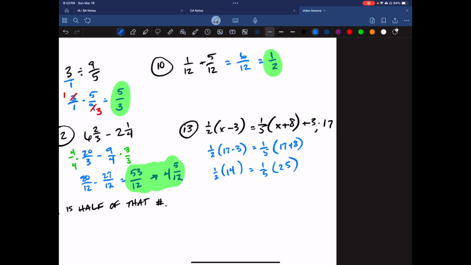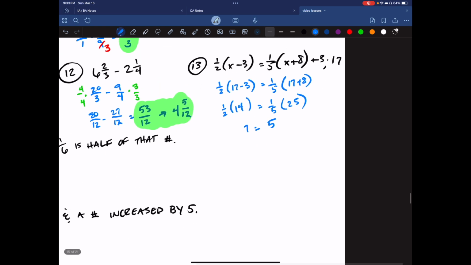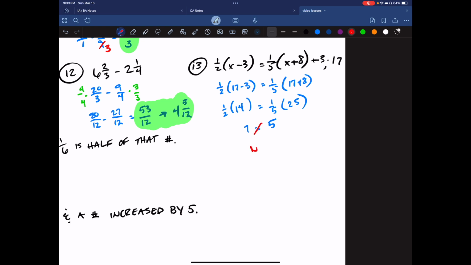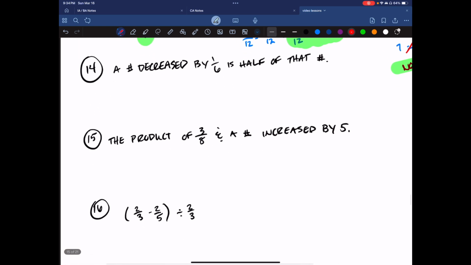Okay, half of 14 is 7. 5 goes into 25 5 times. So you ask yourself, once everything is all said and done, is this true? Does 7 equal 5? Well, no, 7 does not equal 5. So this would be no solution. No solution or not a solution. Okay, it doesn't work.